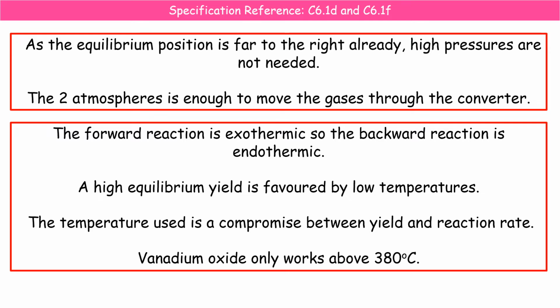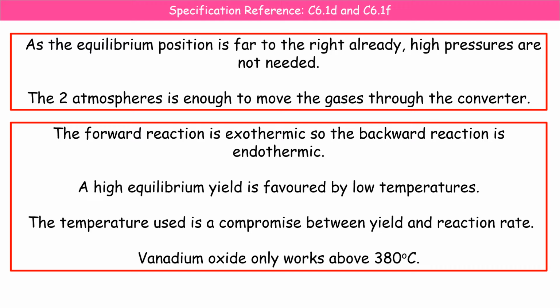As we said, when we're considering the reaction conditions that we're going to choose, we do need to have that consideration between cost, safety, and of course our yields and rates of reaction. So because the equilibrium position is far to the right already, there's no point increasing the pressure dramatically. We use 2 atmospheres to move it through the converter, but that's it. No point going any higher, it would be wasted money.